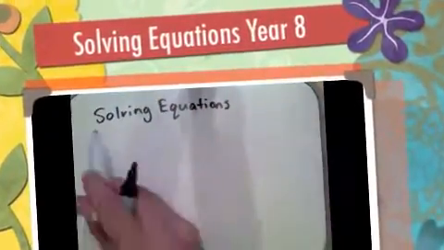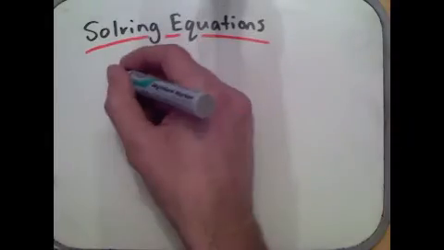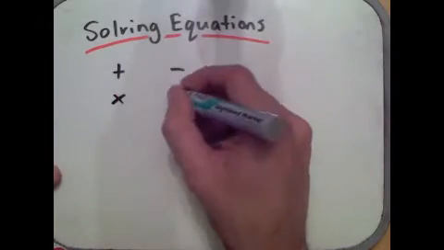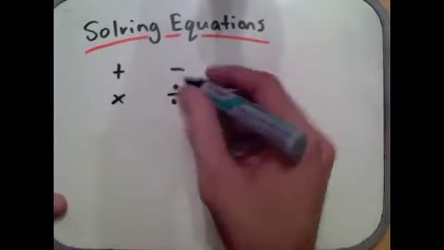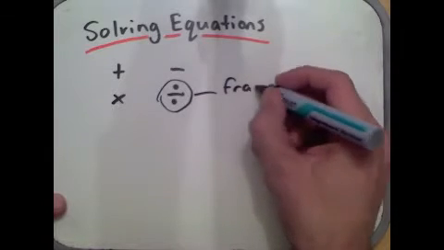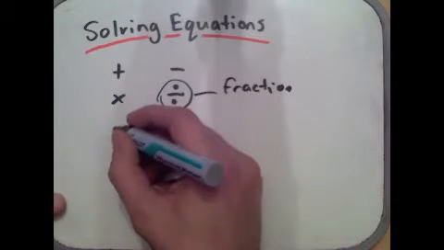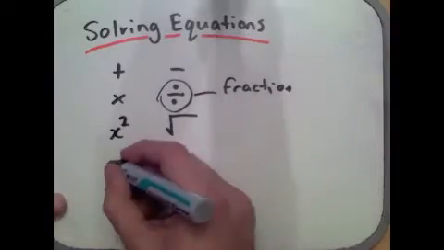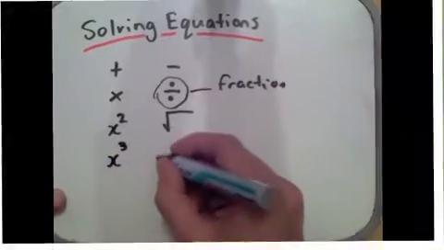Alright, so we're looking at solving equations here. Before we start, we've got to remind ourselves of a couple of things. The opposite to plus is subtract. The opposite to times is divide. Now remember, divide simply means a fraction, or vice versa. A fraction just means divide. The opposite to squaring is square rooting, and the opposite to cubing is cube rooting.